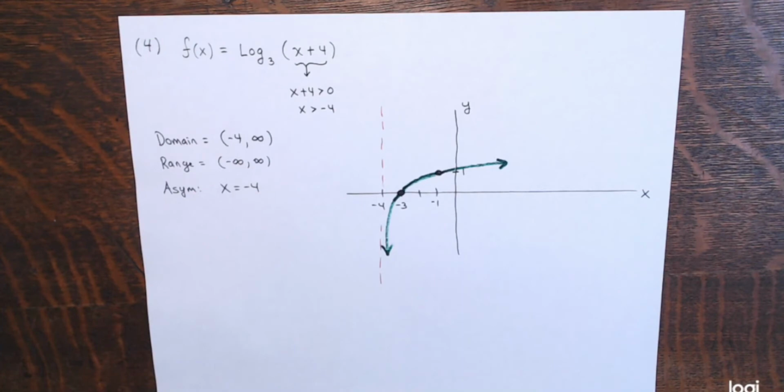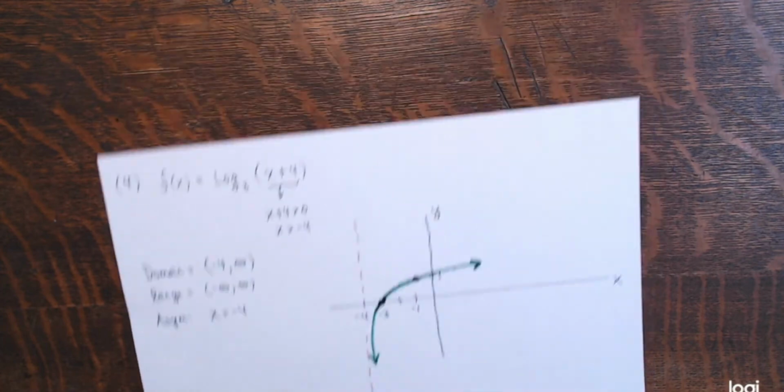Okay. Again, it should be that quick once you know a couple points and the asymptote. And I'm going to continue to do this. And I'll leave it to you to go to Desmos and check your work.